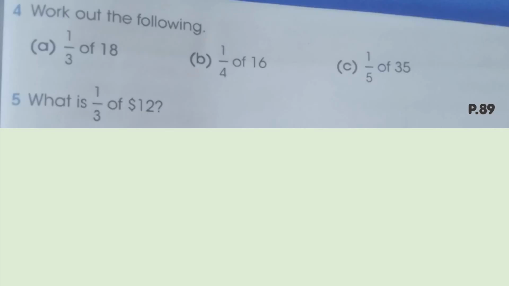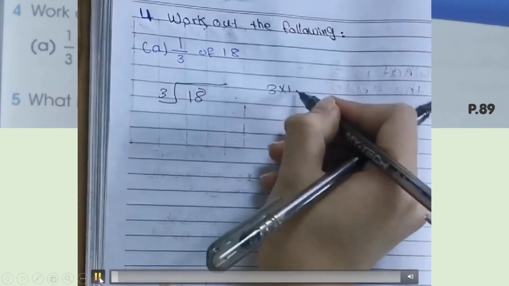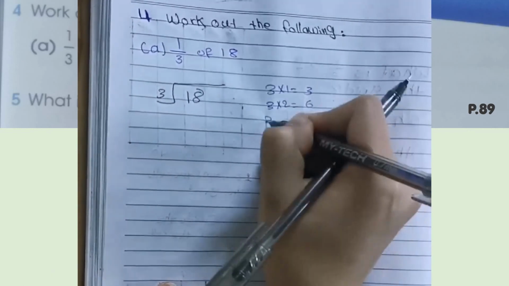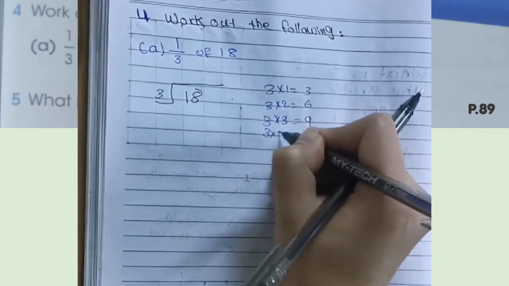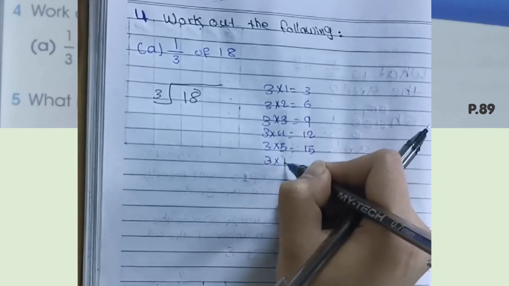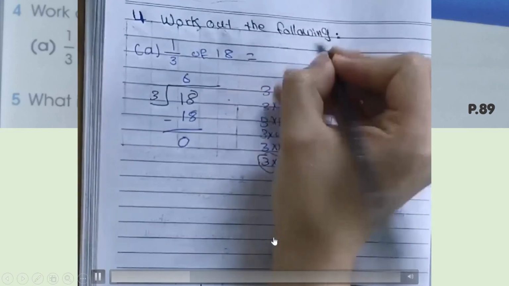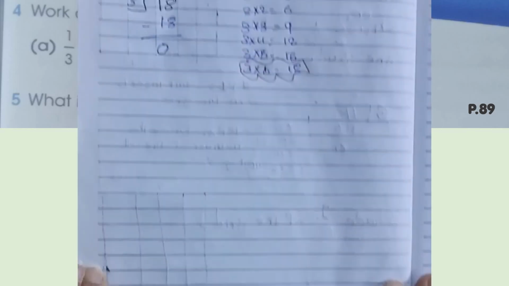Then we have question number 4 on page 89. We have 3 questions where we need to work the fractions out. And then we have question number 5, what is 1/3 of 12? First, in question number 4, because it's 1/3 of 18, we should divide 18 by 3 and then find 18 in the multiples of 3. If we multiply 3 by 6, we get 18. So 1/3 of 18 is 6.